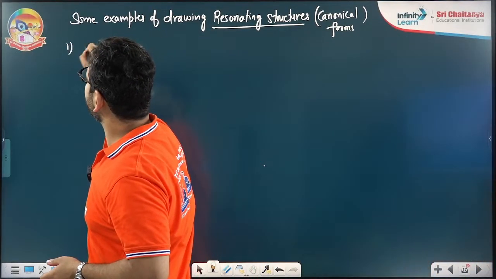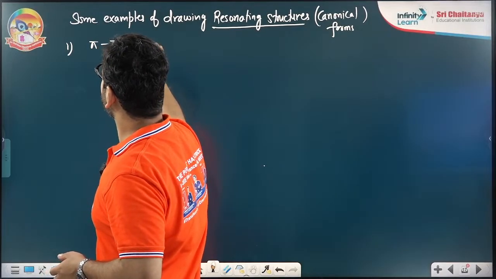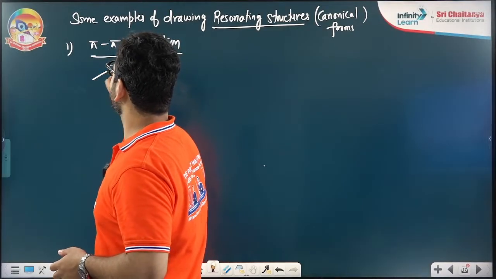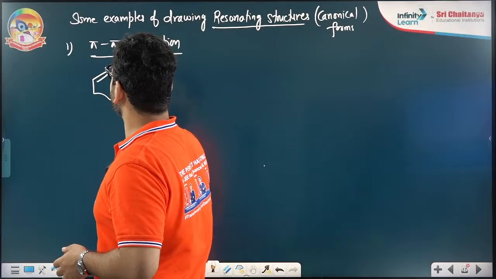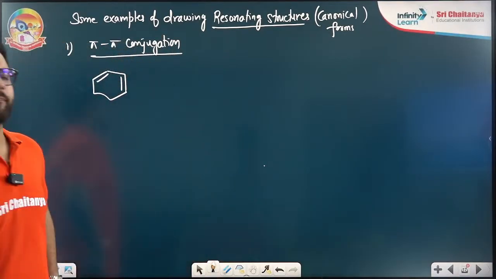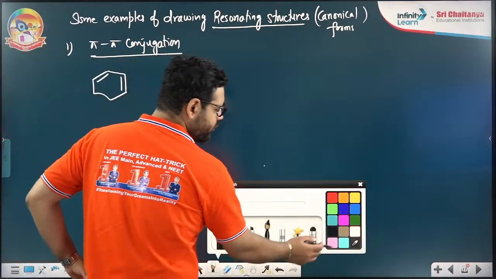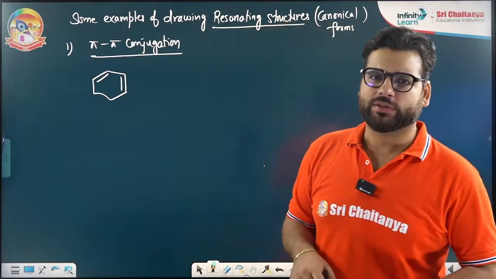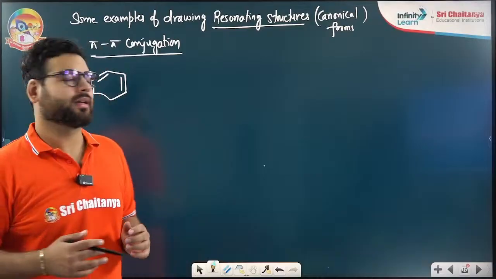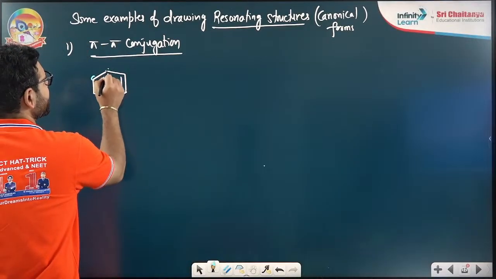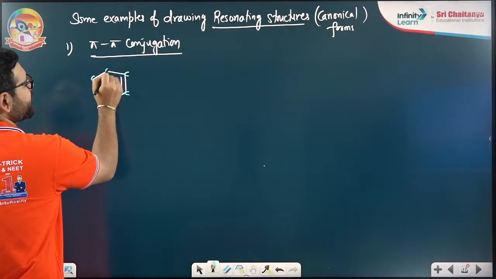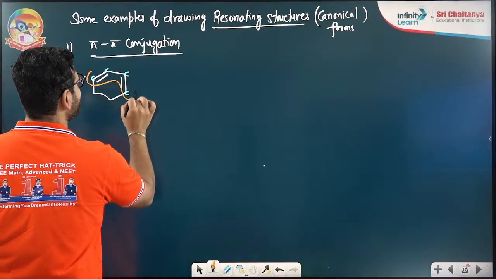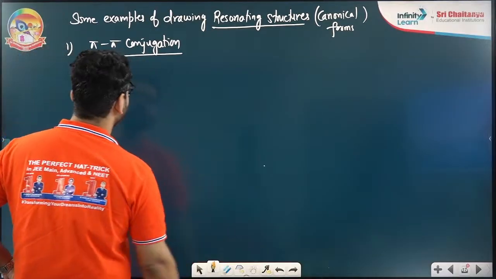The first type of conjugation, let us take pi-pi conjugation. I will take the simplest example first. This is a pi-pi conjugation. What we do in pi-pi conjugation is always say like this: pi becomes pi, pi becomes minus. So these 4 carbons are under conjugation. They are planar carbons, as all of you can see. This is sp2, sp2, sp2, sp2. So resonance will only occur in these 4 carbons, nowhere else will the resonance go.